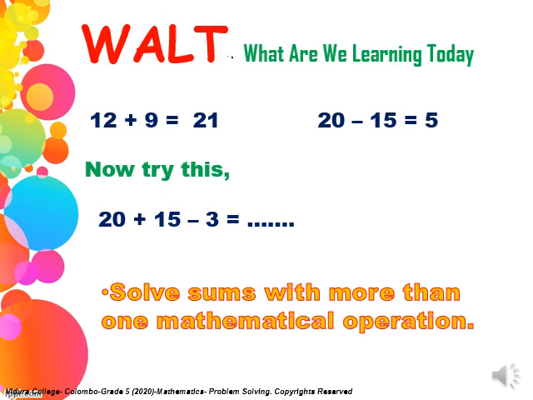Let's see today's goal. What are we learning today? Can you see these 3 sums? The first one is 12 plus 9. The answer is 21. 20 minus 15, the answer is 5. And the third sum is 20 plus 15 minus 3. Can you see the difference between these sums?